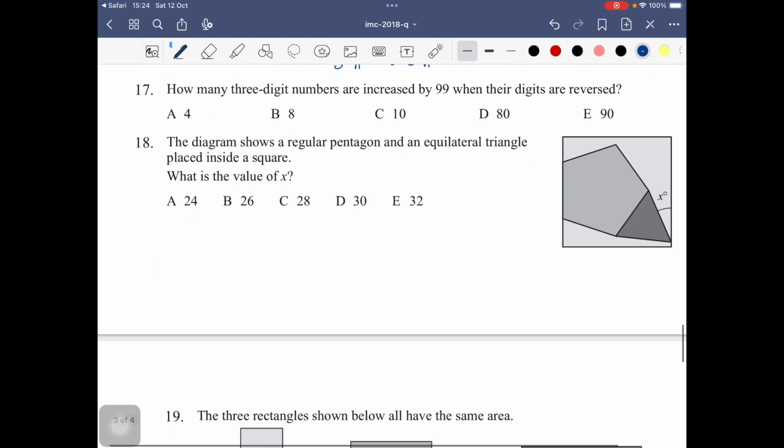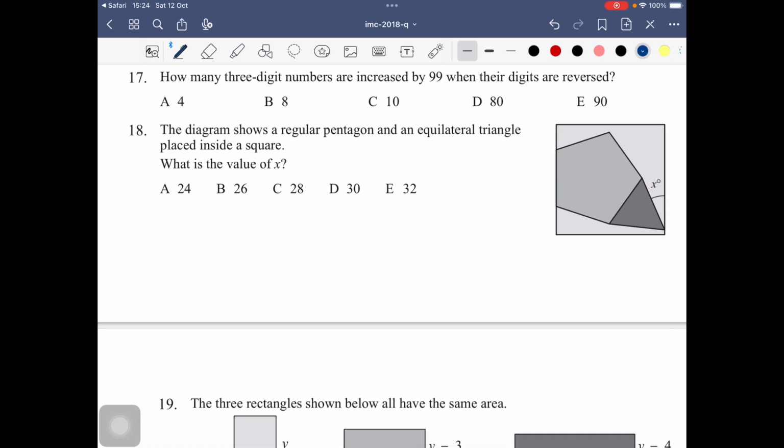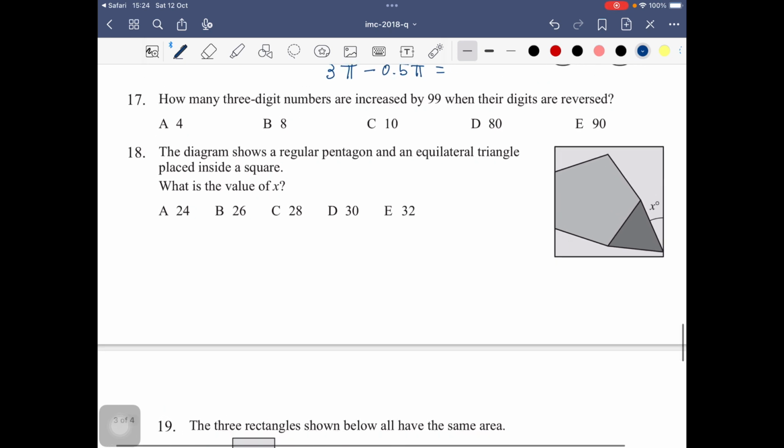How many 3-digit numbers are increased by 99 when their digits are reversed? So let's say A, B, C. So these are the numbers. But there is one constraint here: A cannot be 0, and C cannot be 0 because we need to reverse them. So when we expand them, 100A plus 10B plus C, increased by 99, should be the reversed number, 100C plus 10B plus A.